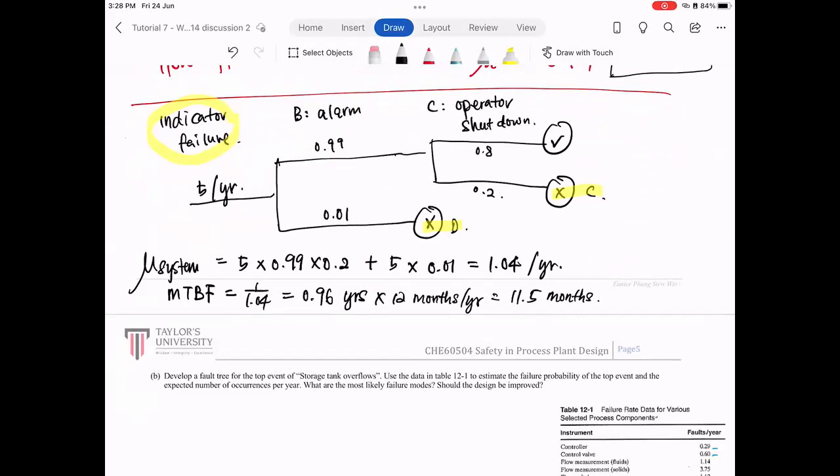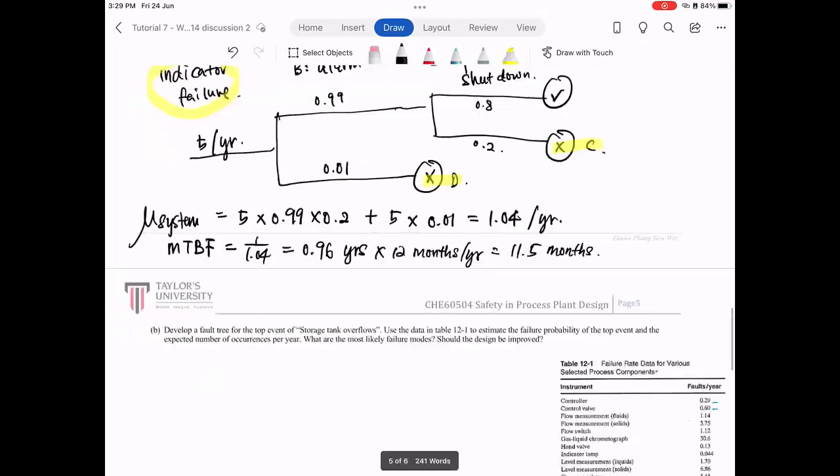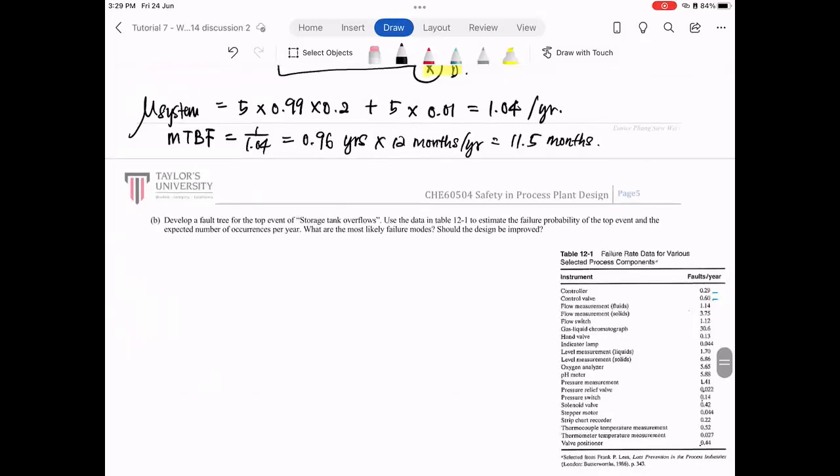An event tree always starts with some instrumentation failure that leads to the incidents that we want to avoid. A fault tree always starts with the top event, which is something that we want to avoid, something that we want to study, for example overflow, or fire and explosion. So the top event here, we were asked to start with storage tank overflow.